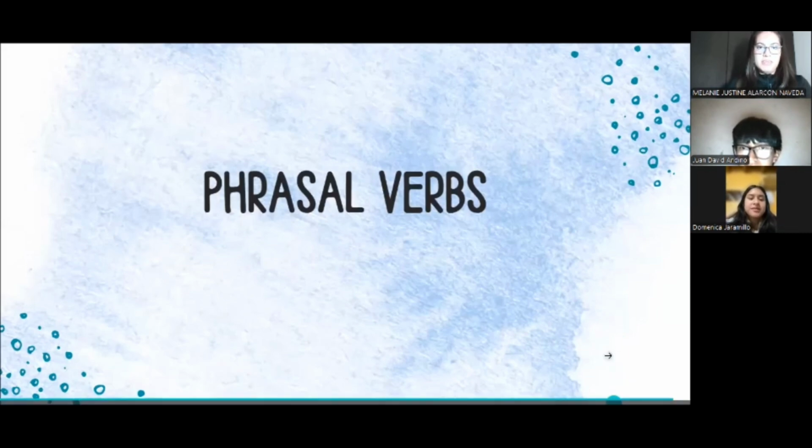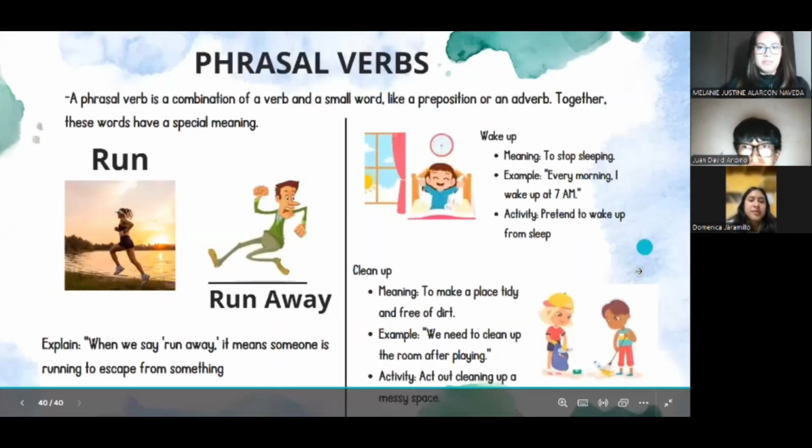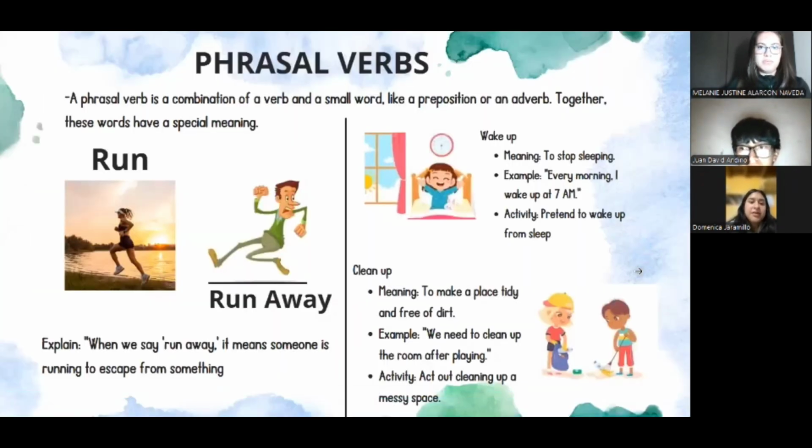Phrasal verbs. A phrasal verb is a combination of a verb and a small word, like a preposition or an adverb. Together, these words have a special meaning. Examples: run and run away. Explain: run away means someone is running to escape from something.